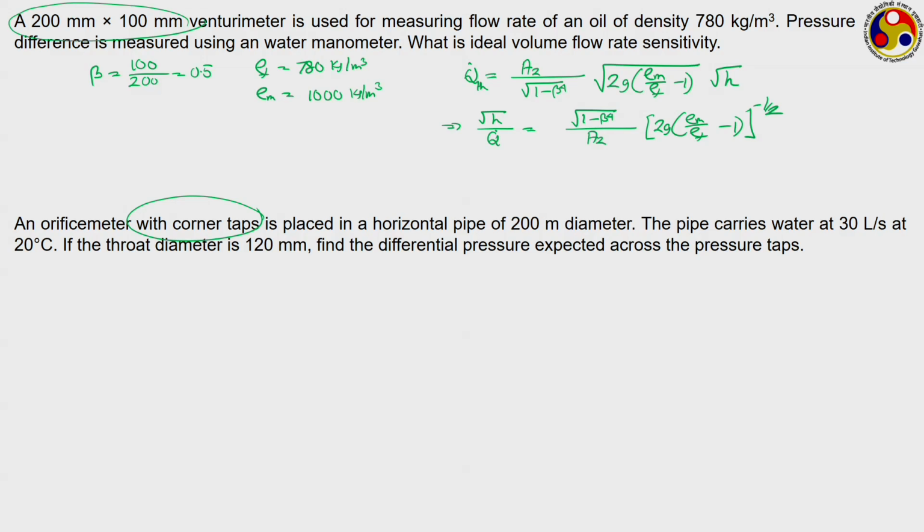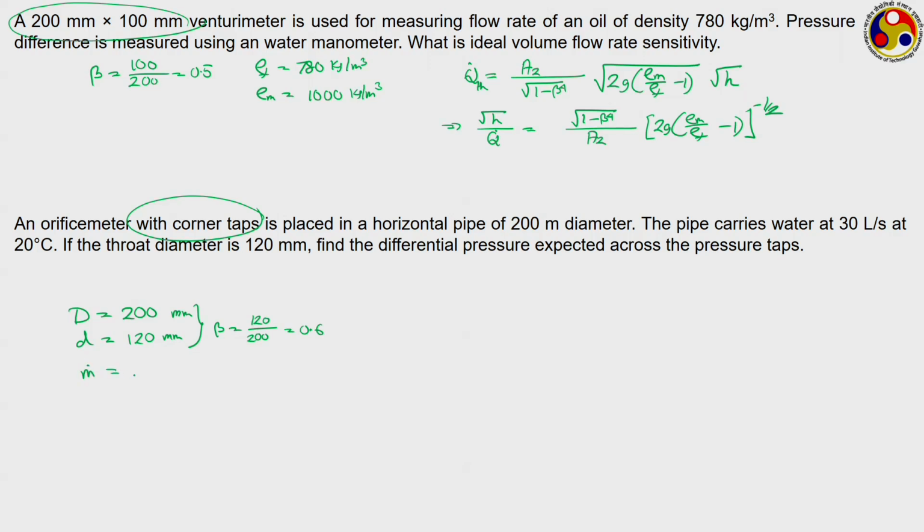Throat diameter is 120 millimeter. So, we are having capital D equal to 200 millimeter, small d equal to 120 millimeter. So, beta equal to 120 by 200, that is 0.6 in this particular situation. Now, fluid properties are required, rho f, and it is given at 20 degrees Celsius. So, let us continue the same value of rho f, that is 1000 kg per meter cube. So, what is the mass flow rate?